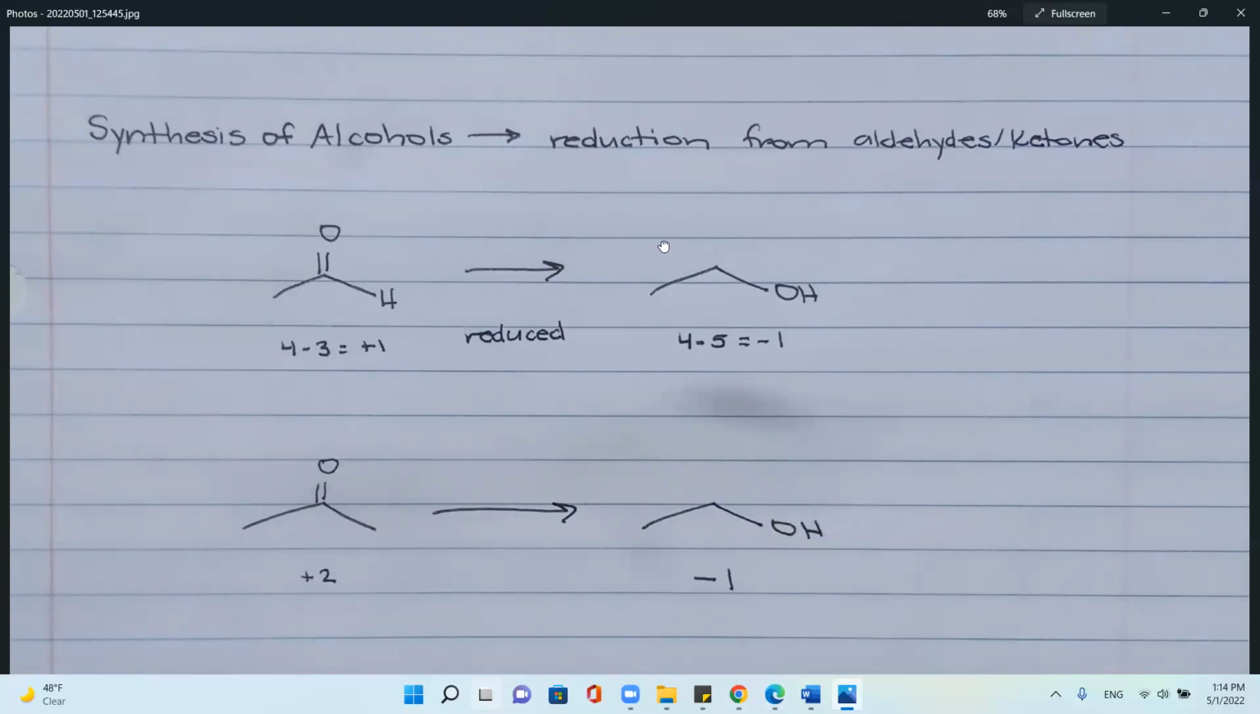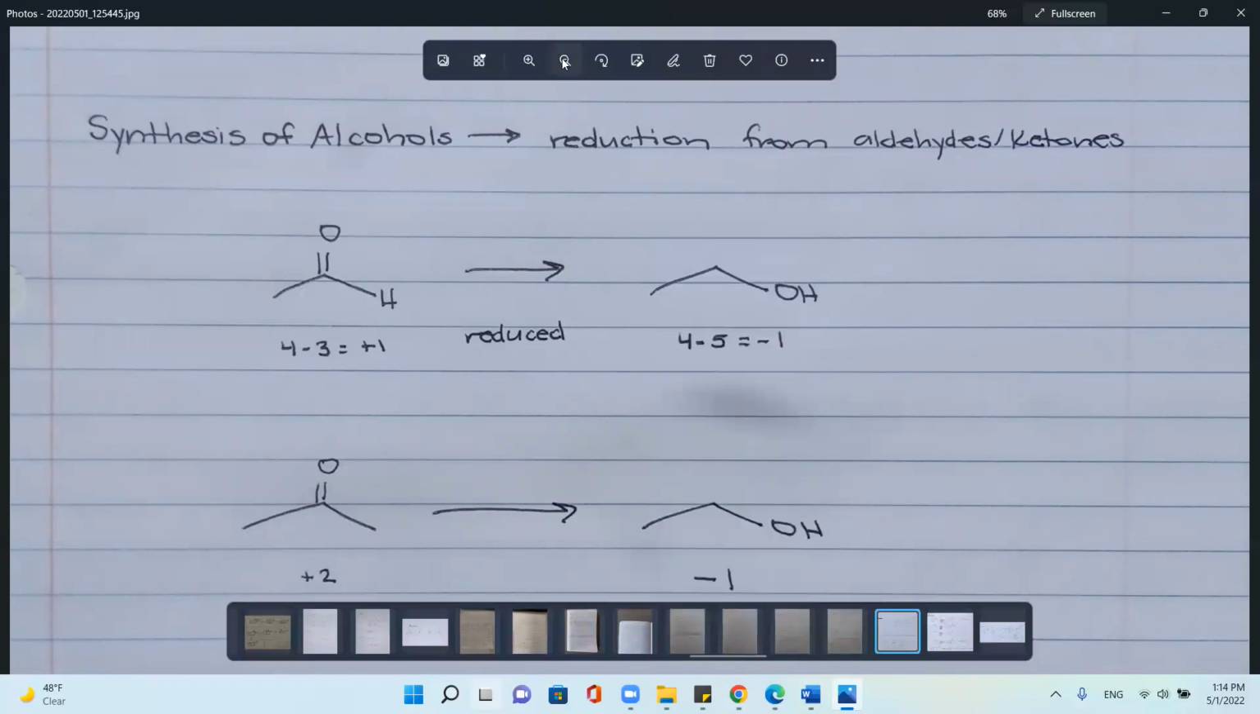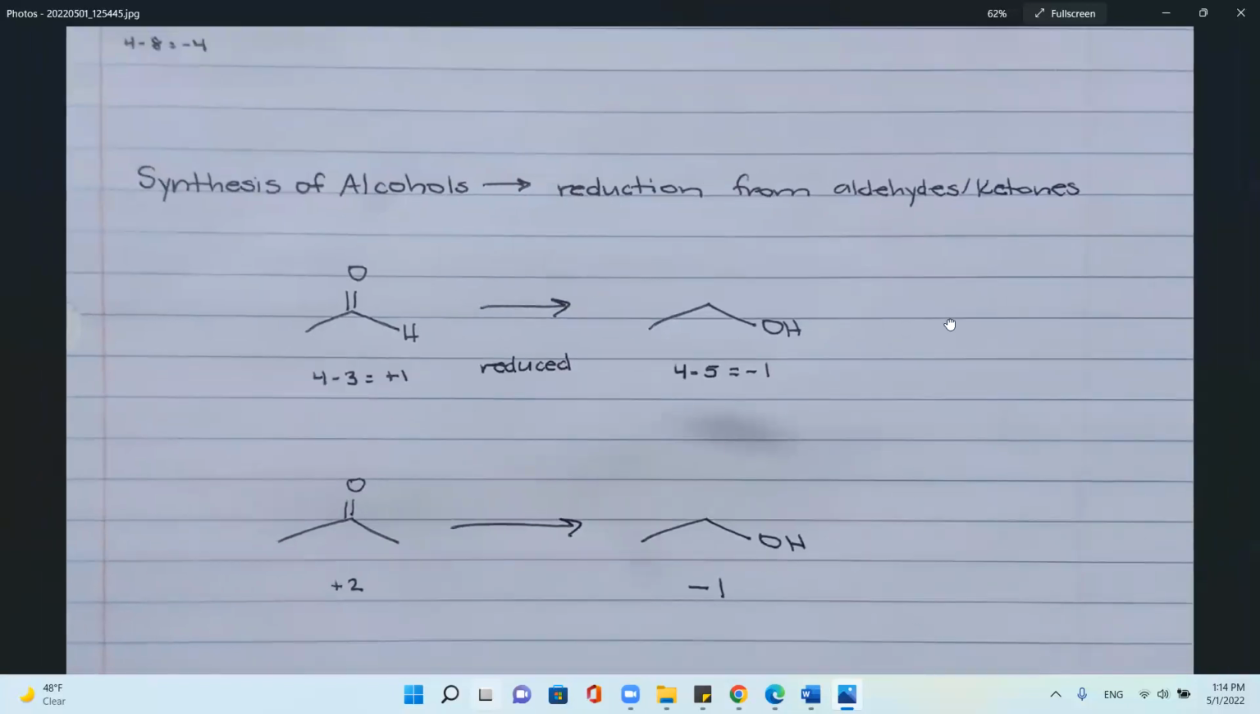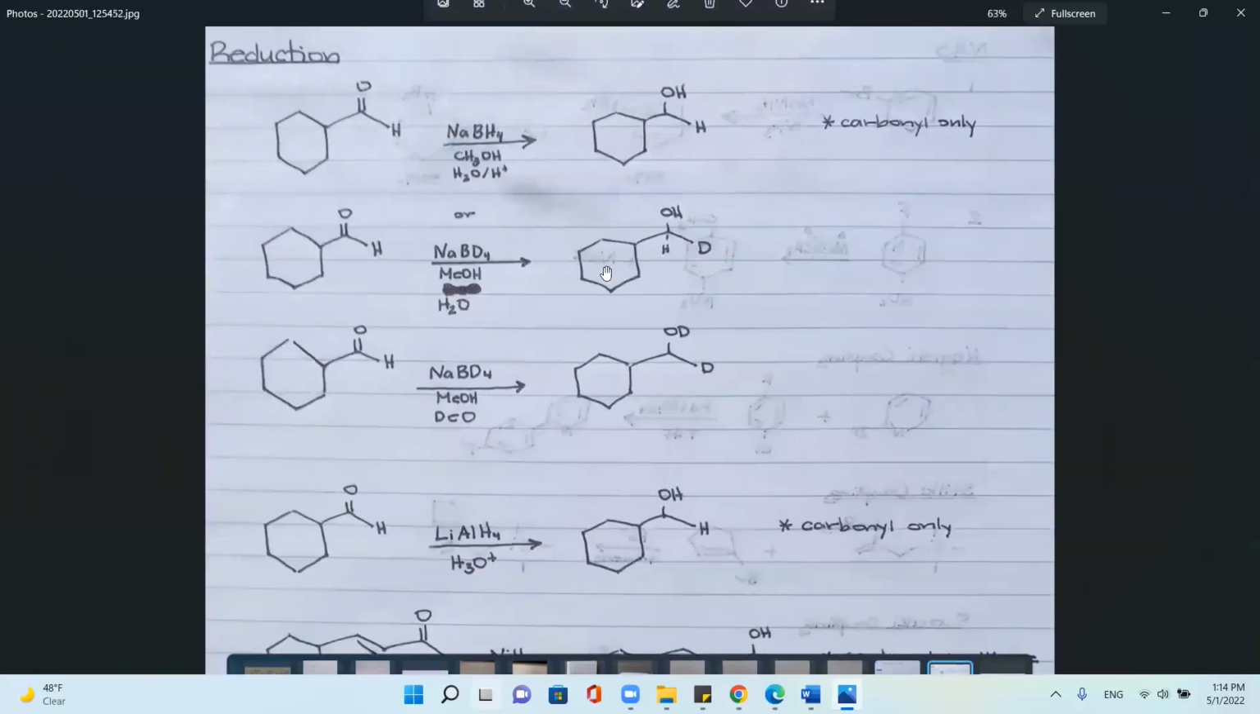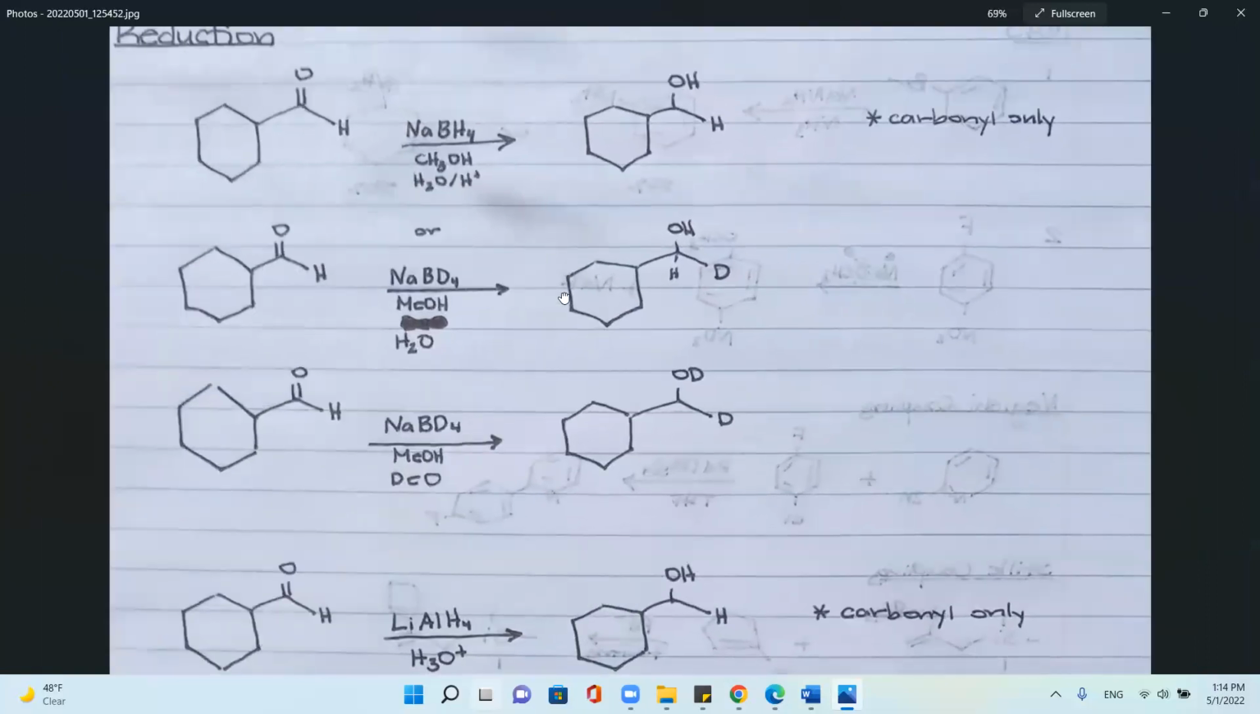Let me zoom out a little bit here. Okay, I think here we are. Sorry about that, guys. So here are some of them.